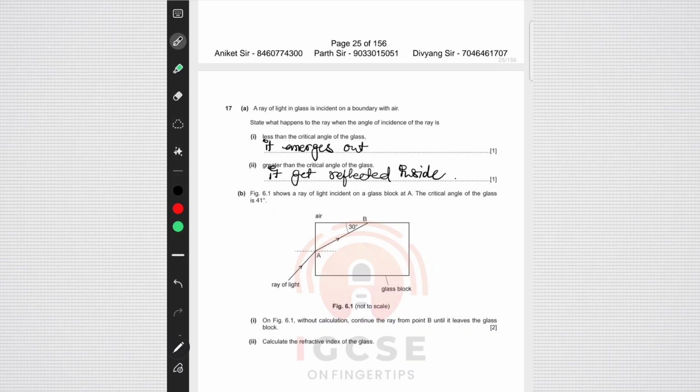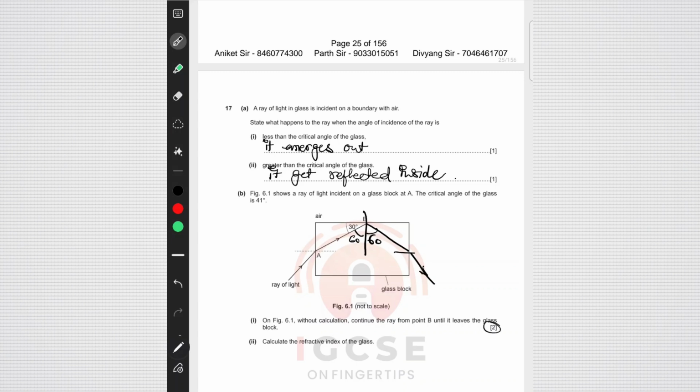Okay, so here they have said figure 6.1 shows a ray of light incident on a glass block, and the critical angle of the glass is 41. So this angle is obviously 60 and therefore there will be total internal reflection. This will also be 60 and it will bend. This will also be 60 and this will bend like this, right?